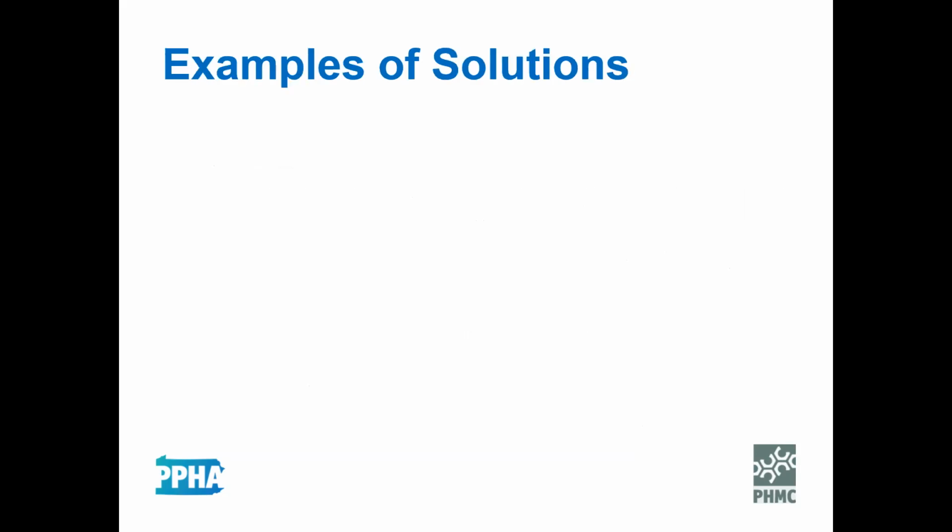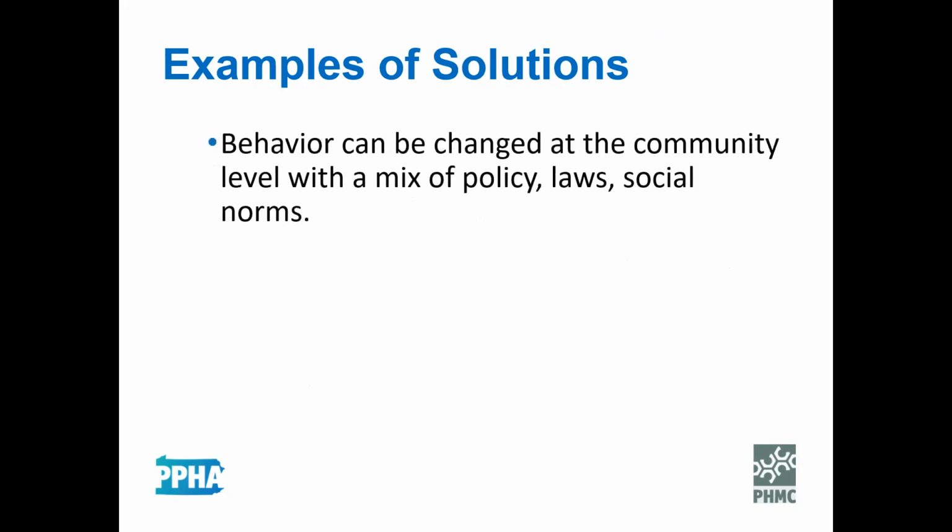Yes, these community level issues are not insurmountable. Behavior can be changed at the community level by shifting social norms, laws, and policies. Think about smoking, seatbelts, and the availability of bottled water. These issues have all made a huge turnaround.